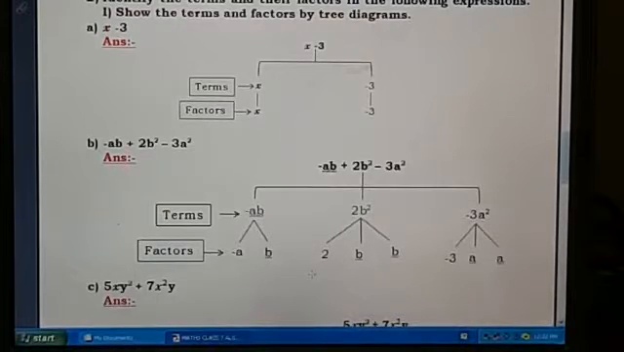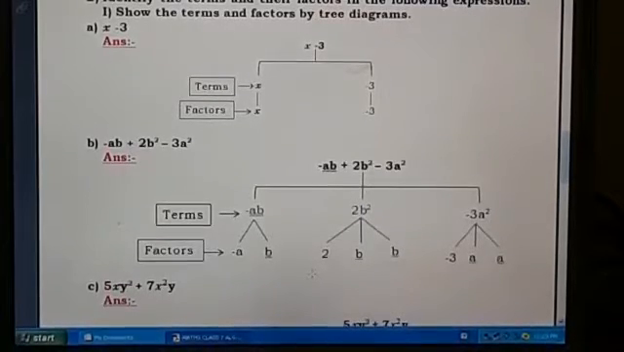So here in the expression two terms are there. One is x, another one is minus 3. Then factors: x is only one term, so x only will come. Even for minus 3, the factor also, minus 3 only will come.